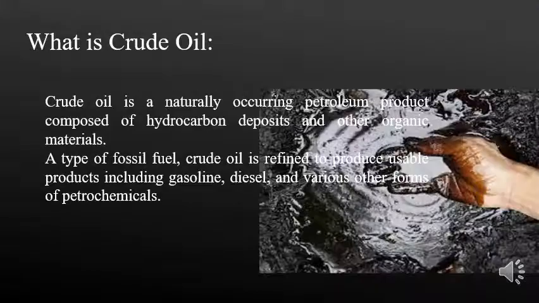The second industrial fuel which we are going to discuss is crude oil. Crude oil is a naturally occurring petroleum product composed of hydrocarbon deposits and many other organic materials. It is a type of fossil fuel which is refined to produce very useful products like gasoline, diesel and various other petrochemical products which we use nowadays.